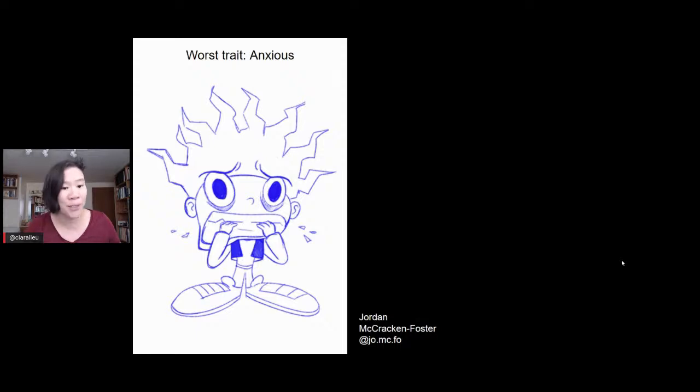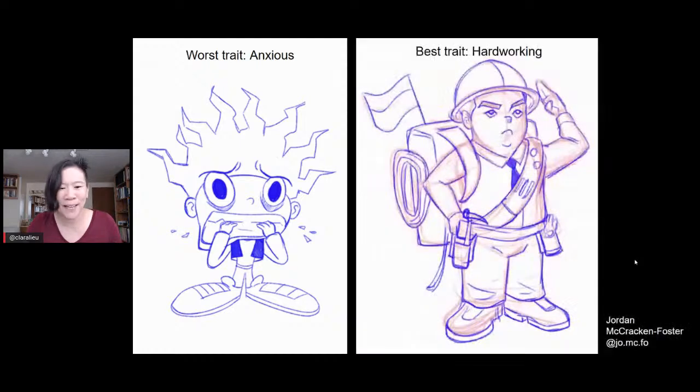Okay, so Jordan did his worst trait as anxious. I think a lot of us can relate to this for sure. And this is a no-brainer. With Jordan, absolutely, he is the king of hardworking. Nobody works harder than Jordan. And so he did this character. I think he's like half a Boy Scout, half a construction worker. I mean, either way, this dude is industrious. And so it's really fun to see how different they can be.